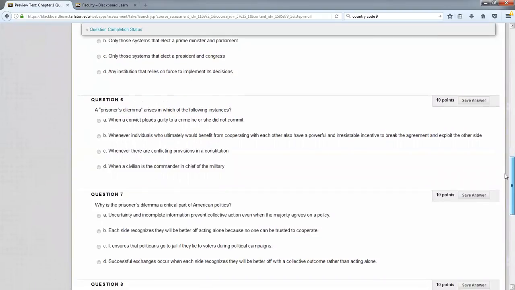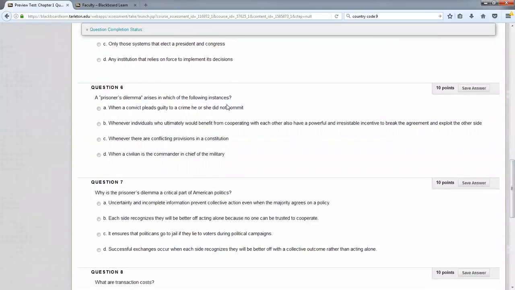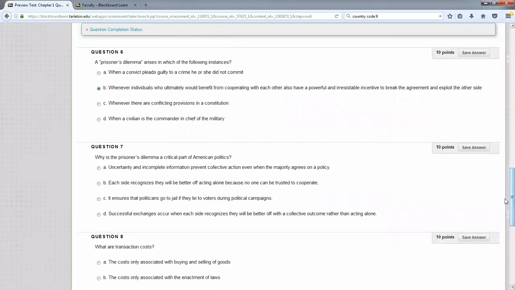Question six. A prisoner's dilemma arises in which of the following instances? When a convict pleads guilty to a crime? No, it has to have more than one person involved. Whenever individuals who ultimately benefit from cooperating also have a powerful and irresistible incentive to break and exploit the other type? That is your correct answer. If anyone needs to know why these answers are correct, please let me know. I'm happy to tell you.